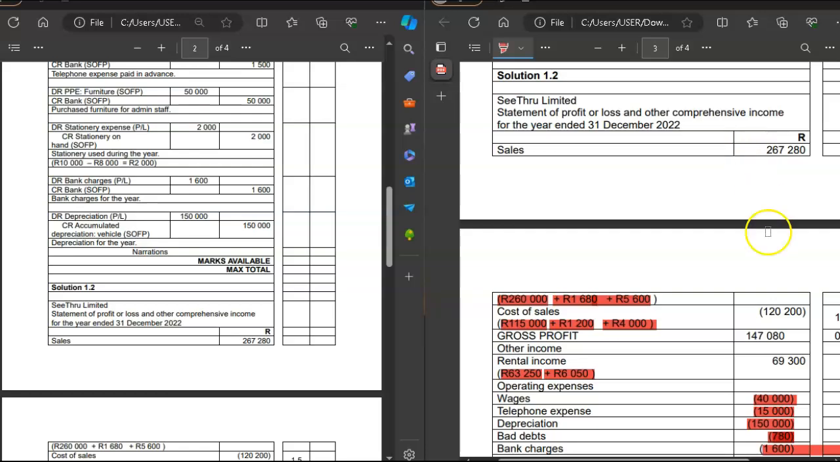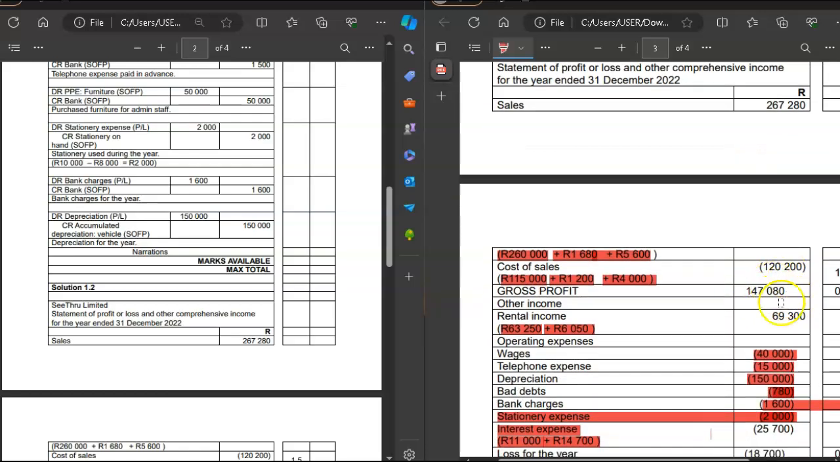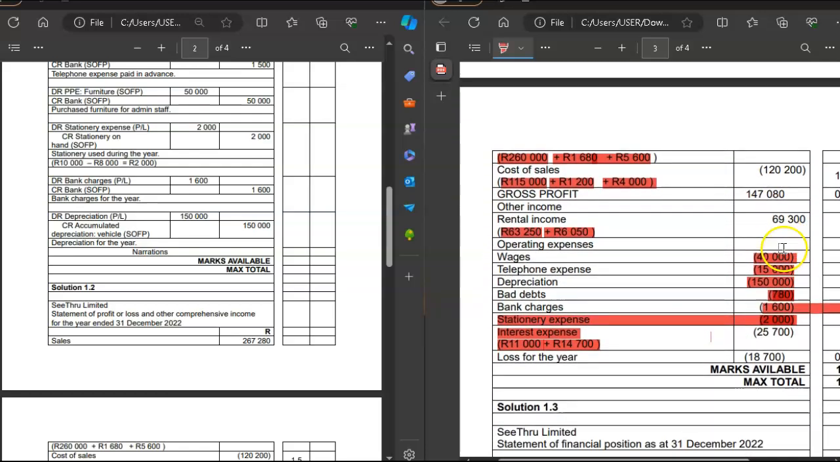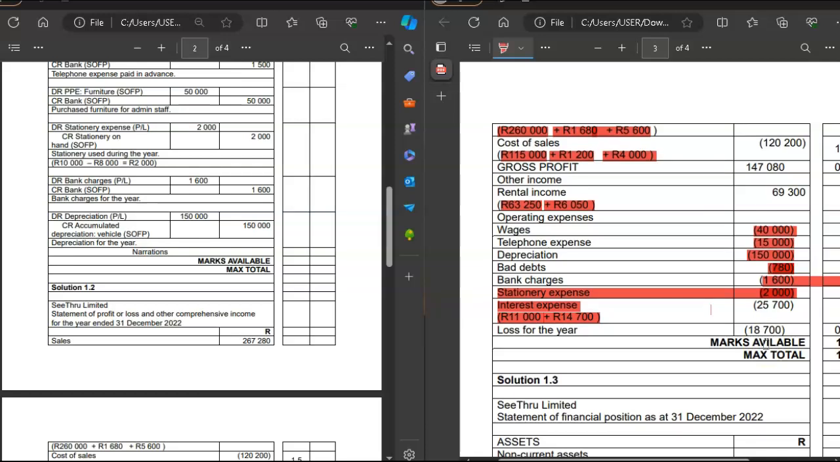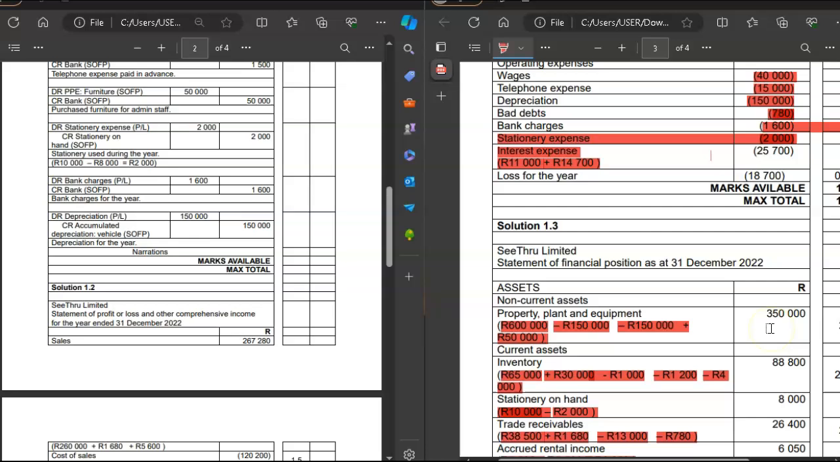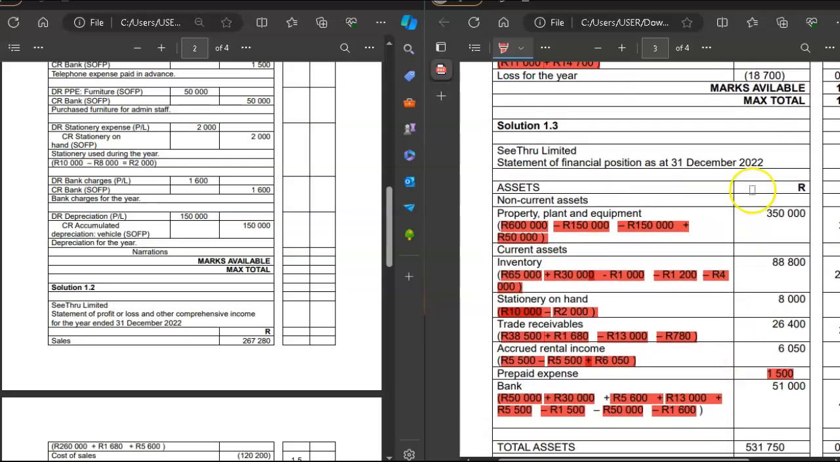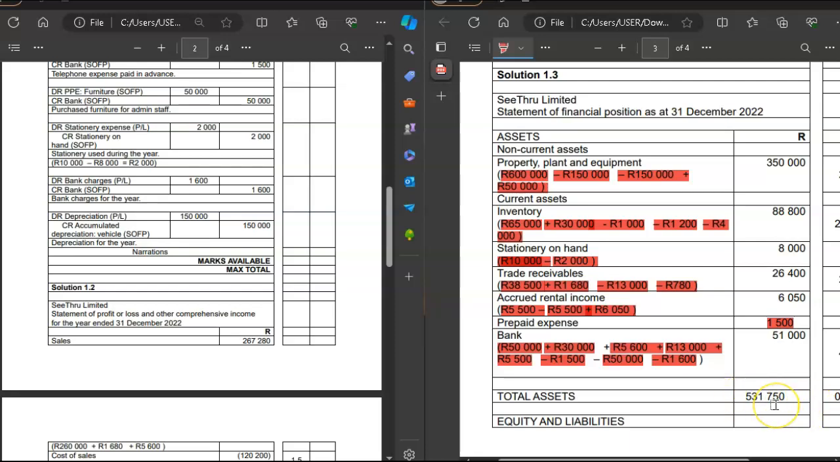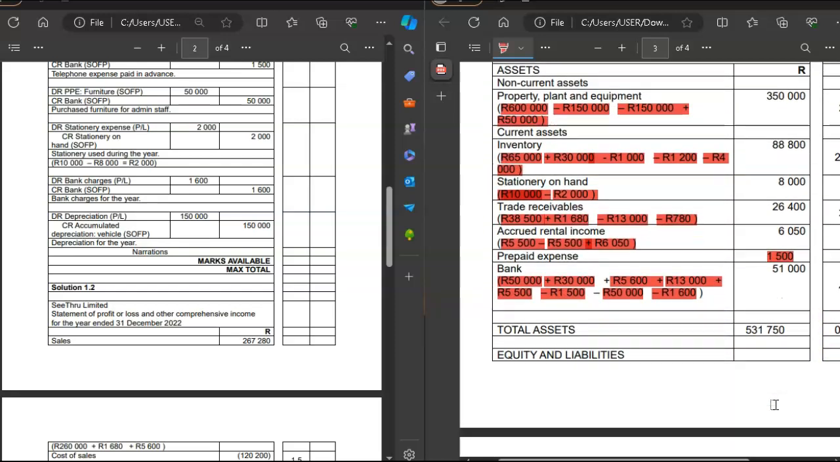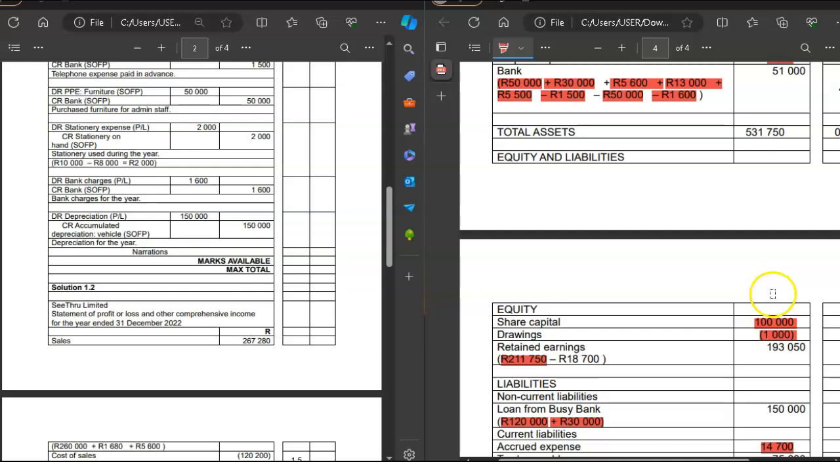So sales minus cost of sales will give you gross profit. Gross profit plus your income minus expenses will give you, it'll actually be a negative. So if it's a negative, it'll be a loss for the year. If it's positive, it'll be profit for the year. So in this case, loss for the year. Total, you get your total assets. Equity and liabilities, total.